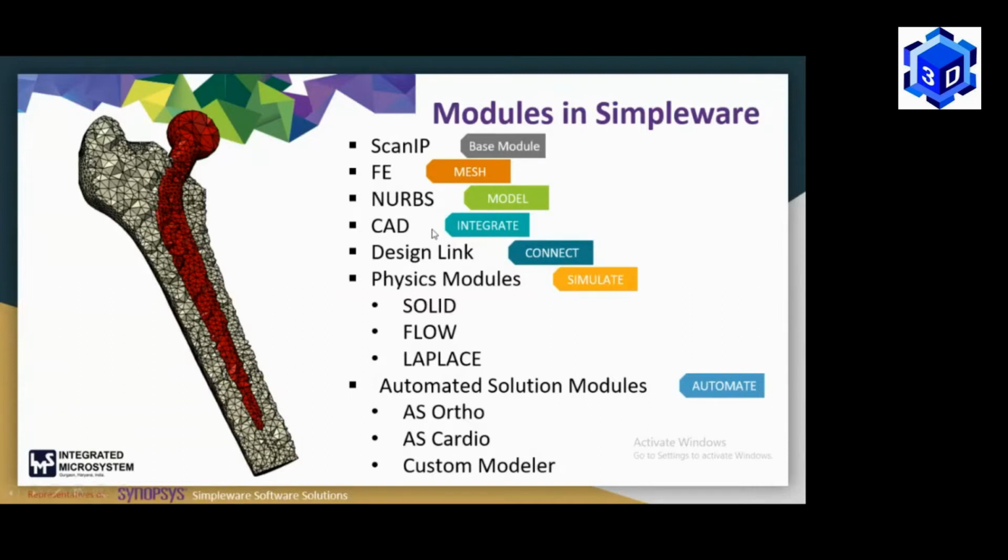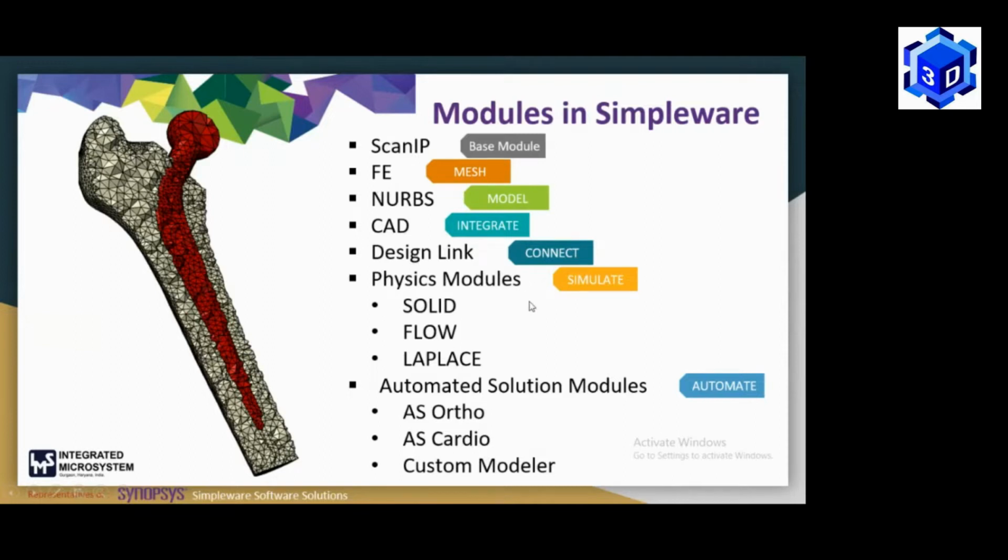Then we have a CAD and STL design module for 3D printing purposes. You can have the surface file in your hand and export this surface file, or STL file, into the relevant format, so that we have a surface model for 3D printing. Then we have a design link module meant for anyone who wants to work in SolidWorks. We have the facility to export that particular model into SolidWorks format.